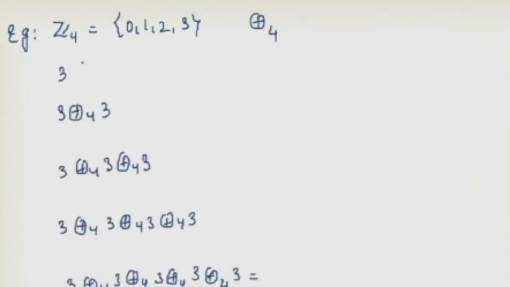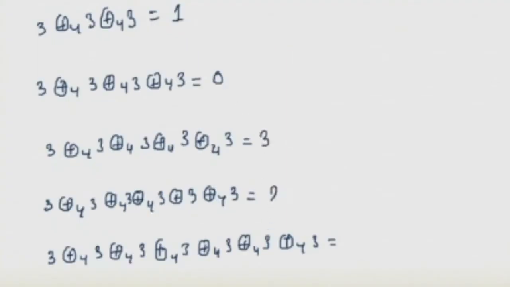Before doing the definition, let us take an example first. Consider Z4, which is nothing but the set of integers from 0 to 3, a group under addition modulo 4, right? Let us consider the element 3 and start operating 3 with itself. When you operate 3 with 3 itself, you will get 2. Remember, you are in addition modulo 4. When you operate 3 with itself 3 times, you will get 1. When you operate 3 four times, you will get 0. Then you will get 3, then 2, then 1, and then next you will get 0.